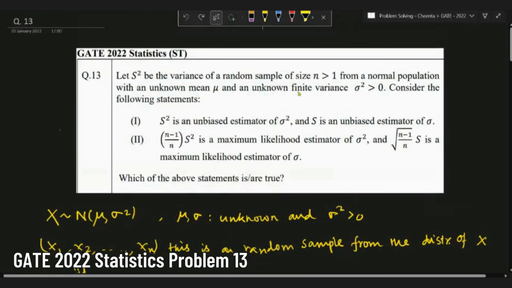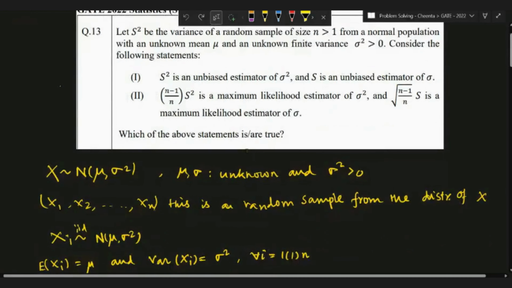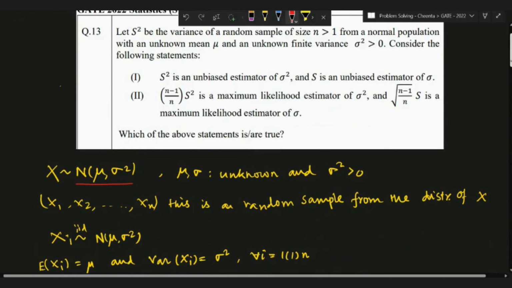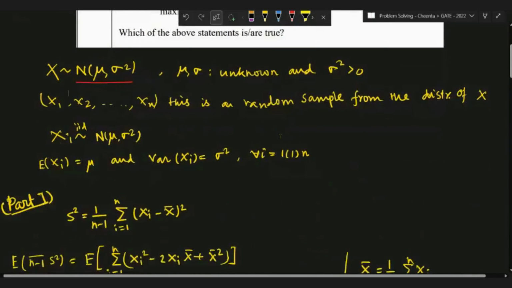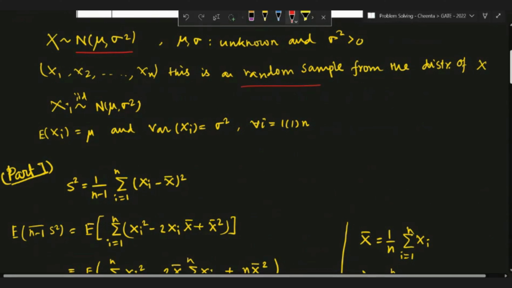The sample is drawn from the normal population with unknown mean mu and unknown finite variance sigma square greater than 0. So here, the population is normal(mu, sigma square), where mu and sigma are unknown. We have drawn the random sample x1, x2 up to xn from the population. So each xi is an IID normal(mu, sigma square) random variable. From the property of random sample, expectation of each xi is mu and variance of each xi is sigma square. So we are going to start with part 1.